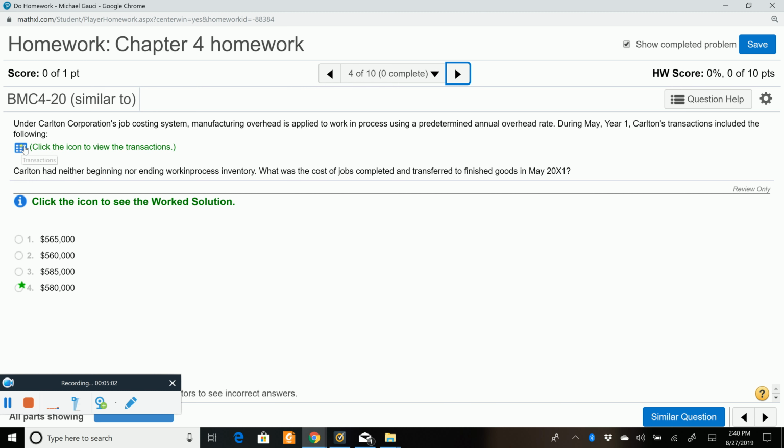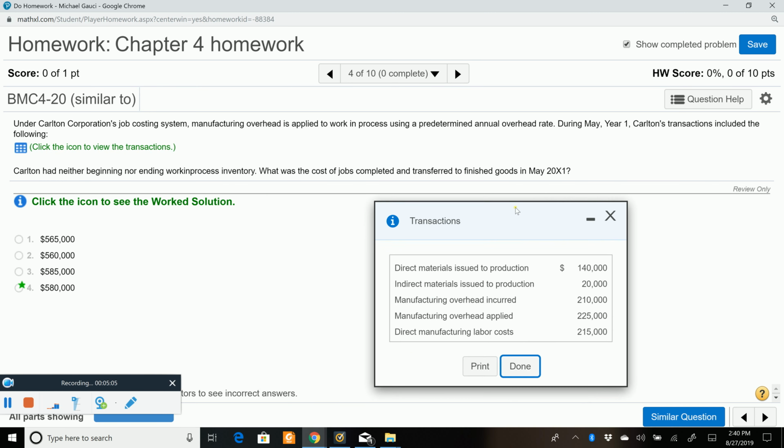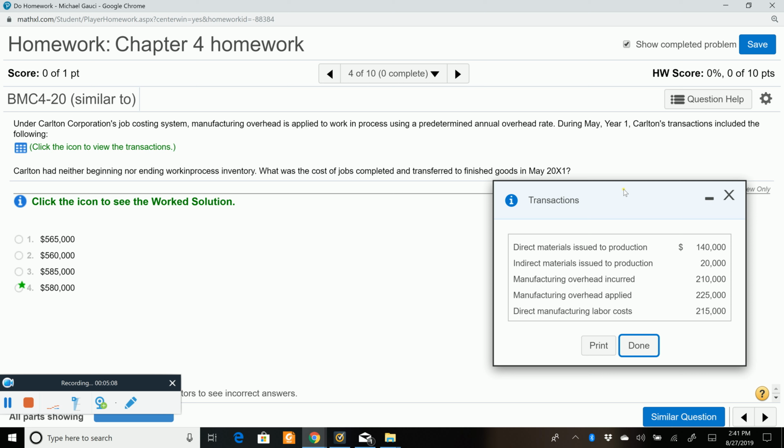All right, and so basically what we have here is we have another company, Carlton Corporation. The information given to us looks like we have direct materials issued to production, indirect materials issued to production, manufacturing overhead incurred, that's the actual, manufacturing overhead applied, that's the amount that's actually being added to the WIP, and of course we have direct labor of $215,000. So the question is, the company had no beginning or ending work in process, the WIP inventory. What was the cost of jobs completed and transferred to finished goods in May of the year?